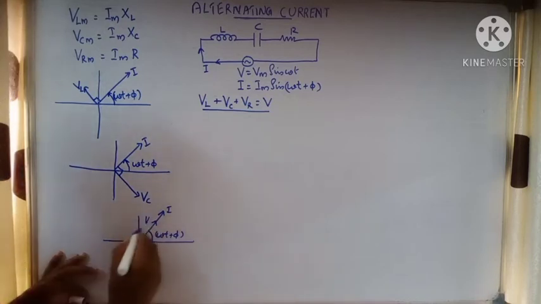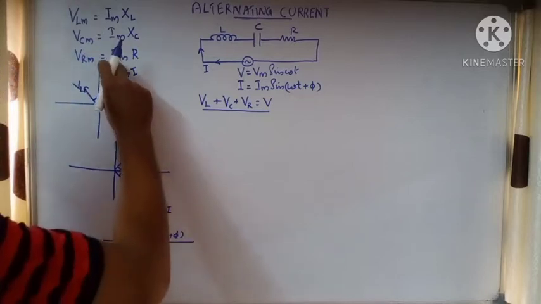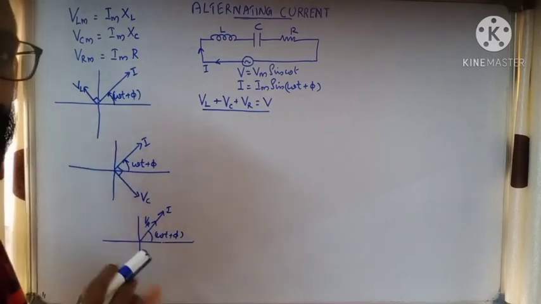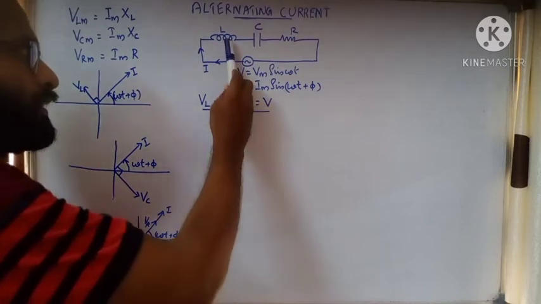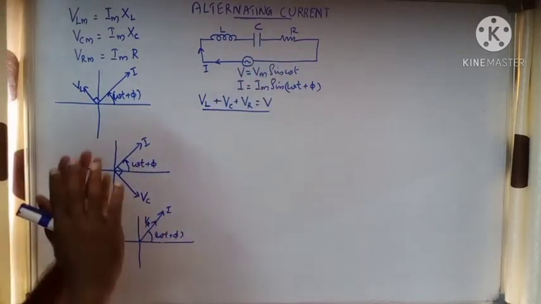Then voltage across the resistor we can represent along the same. VR we can represent. What is the length of this phasor? Length of phasor VR is equal to VRM. Length of phasor I is equal to IM. So we have got three phasors. Now we need to combine because we have a combination of these three components. We can draw these three together in a single diagram.